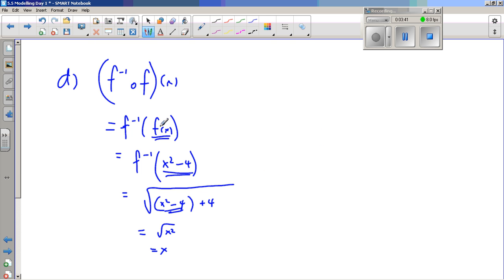F inverse composed with f. F goes in on the inside of the inverse. There's f at x. There was the inverse, right? We said the inverse was the square root of x plus 4, and then everything sort of folds up like a house of cards, and I'm left with x. Negative 4 and positive 4, square root of x squared becomes x, and it's all dandy.